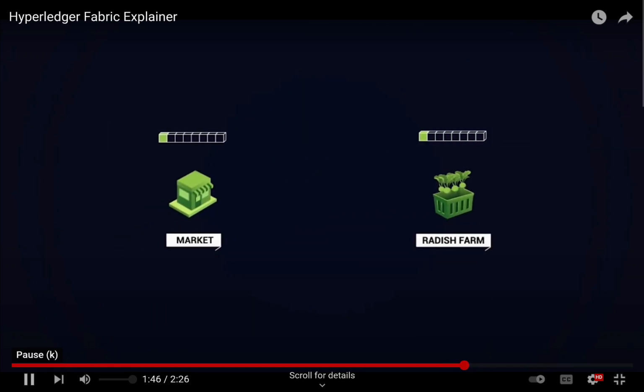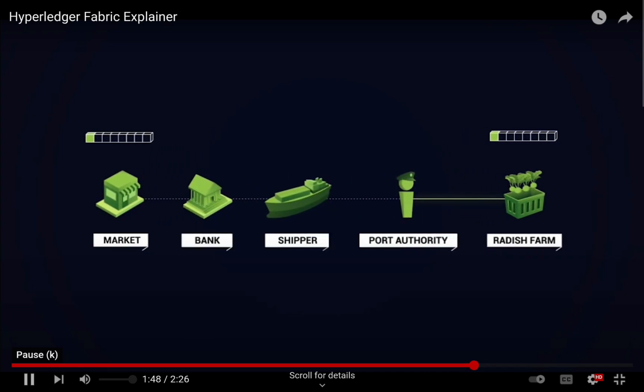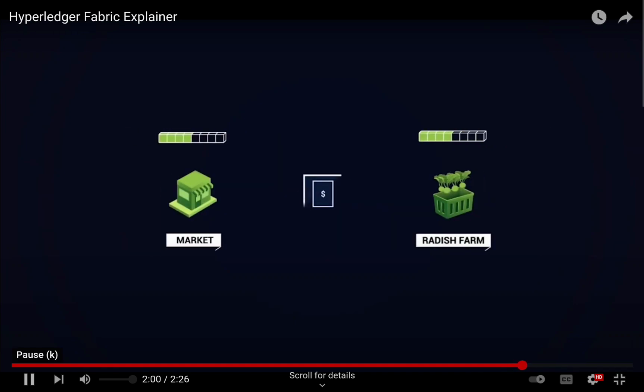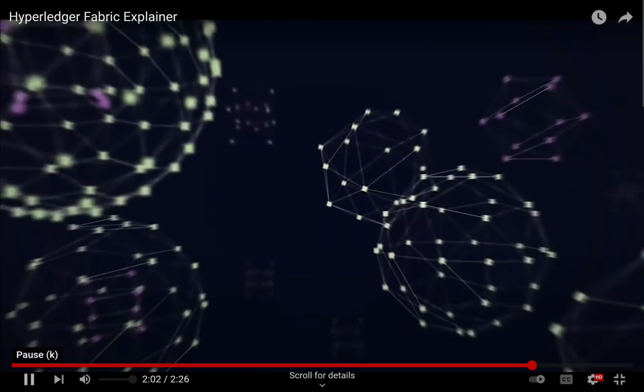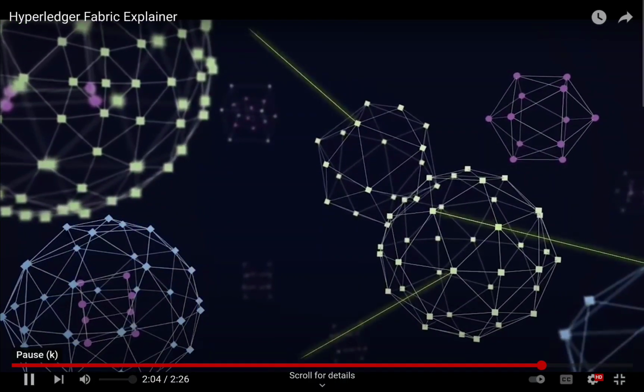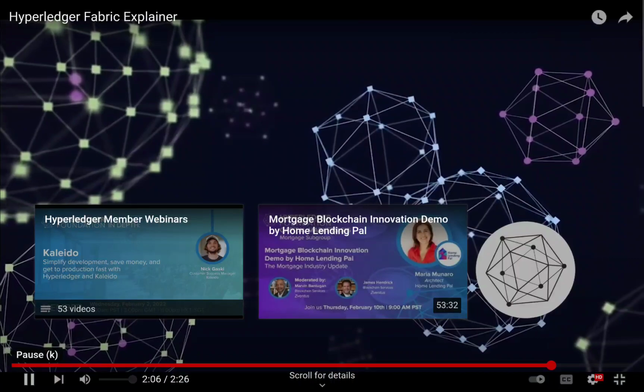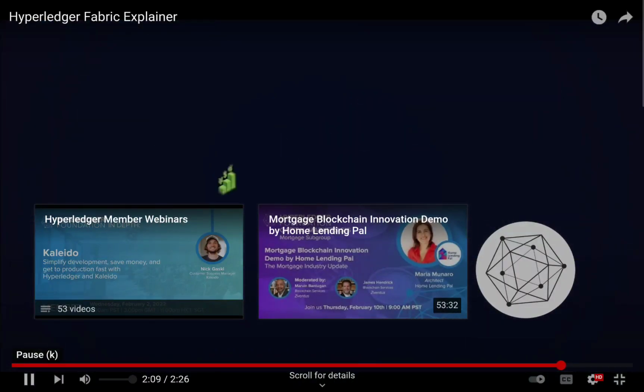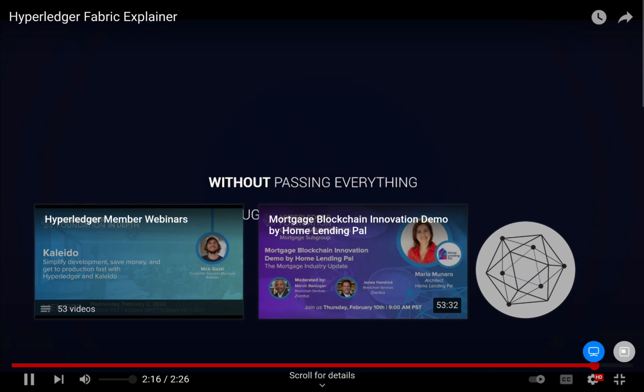But to get my radishes to your market, there are many other parties involved. Some need to know that my radishes have been verified and checked into a shipping container. Others need to handle bills of lading, customs inspections, financing, insurance. But most of these parties don't need to know about our special price. Now think about our transaction running on a network handling all the markets, all the farms, shippers, facilitators, the whole supply chain. This is the same pattern needed by many industries. Anywhere we need to manage confidential obligations to each other without passing everything through a central authority.